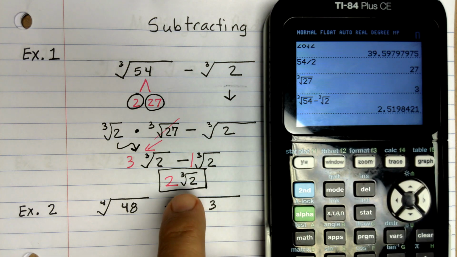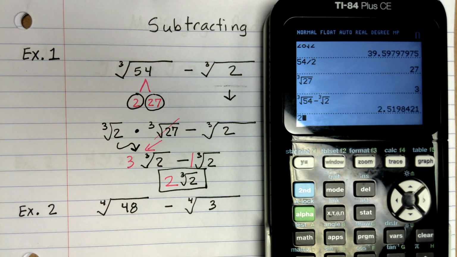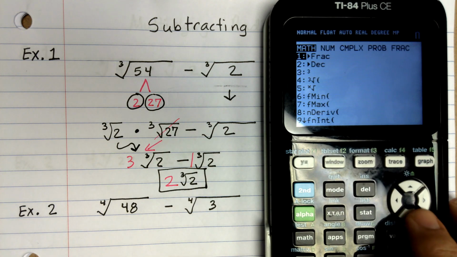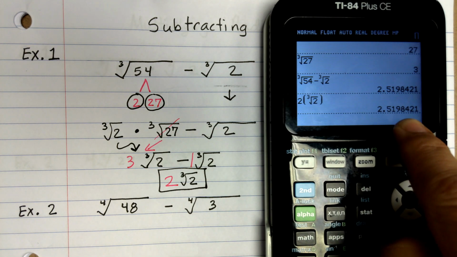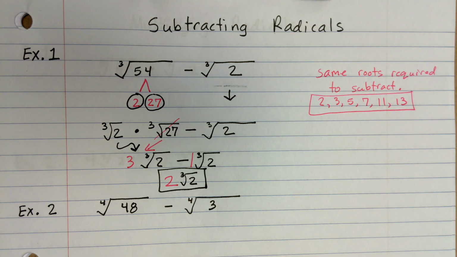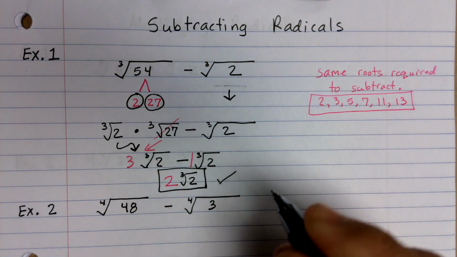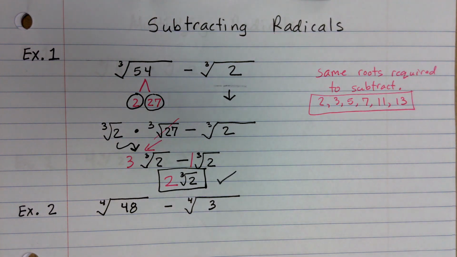So I'm looking for the same answer if I were to put 2 cube root of 2 in there. So I'm going to go and do that. 2 cube root of 2. Hit enter, and notice I get the exact same answer. So that verifies that I did it right. This is correct. It is written as an exact answer because it has a radical in it. And I'm done. So let's go ahead and go on to example 2 now.